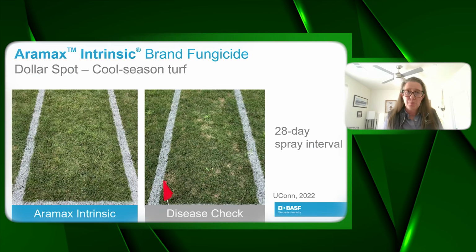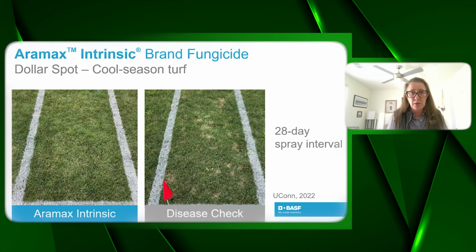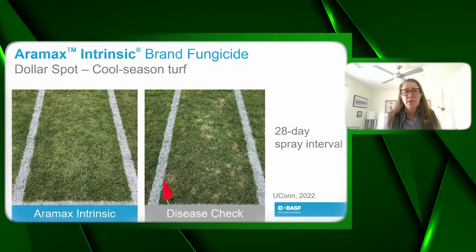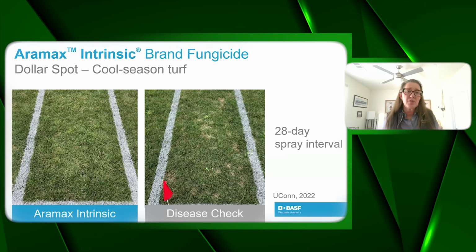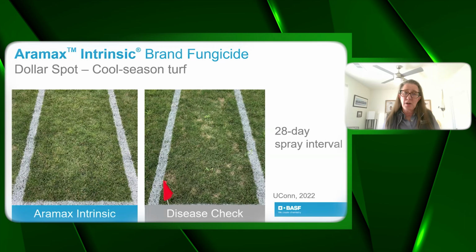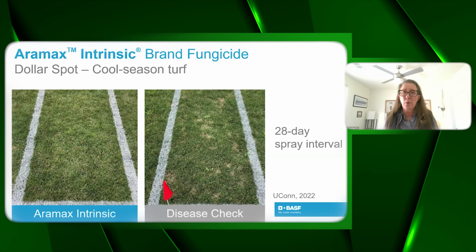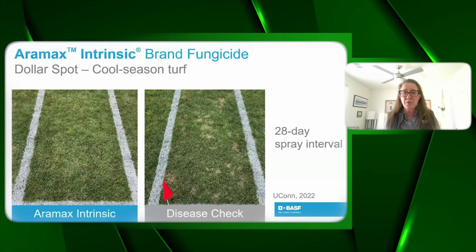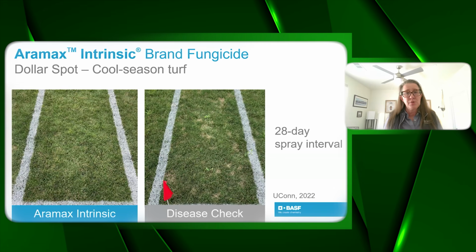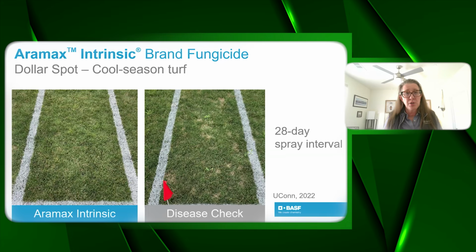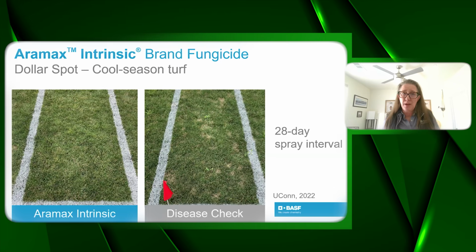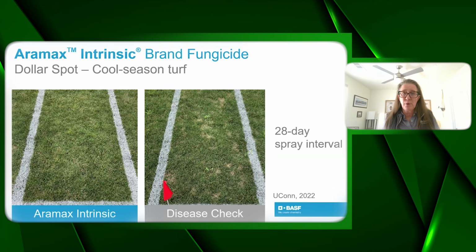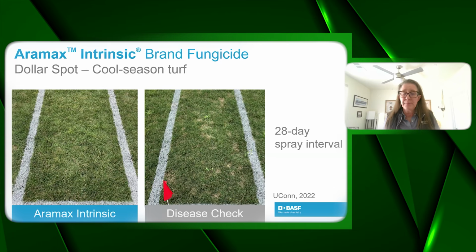So thinking about dollar spot, when we first started doing the golf data for this product, dollar spot was a huge focus for us. You see your disease check there, you see your Aramax results, and this is on higher cuts of turf. So fairway turf is really what our initial focus was. This is at University of Connecticut in 2022, on a 28-day spray interval. And that makes sense for fairways, not what you would typically do for greens and dollar spot, right?